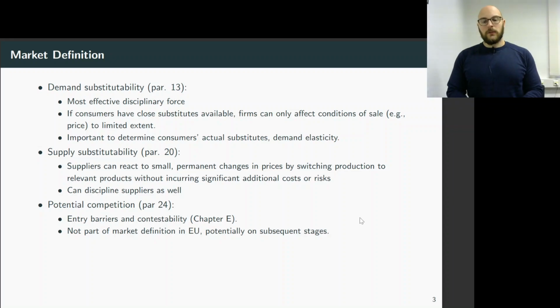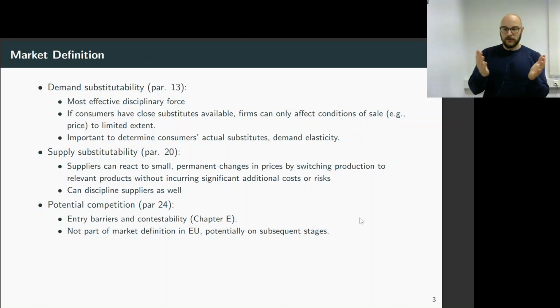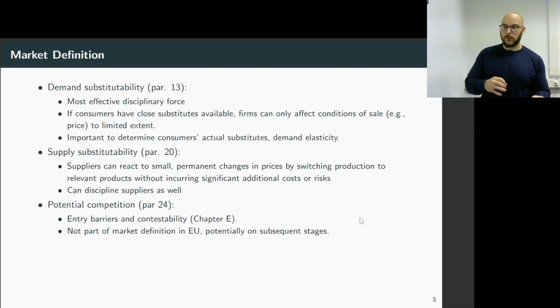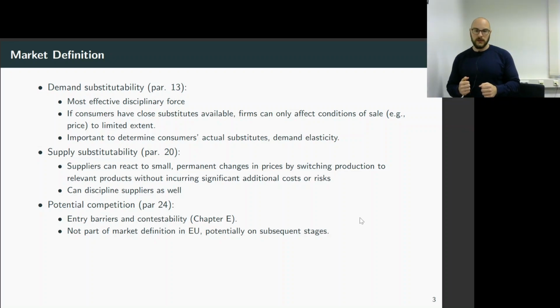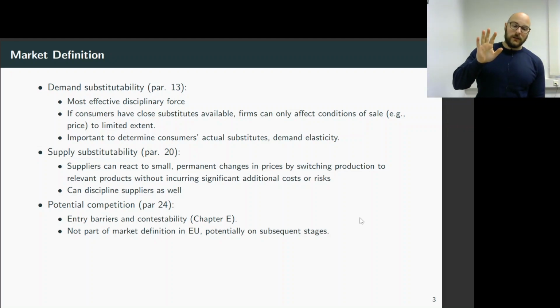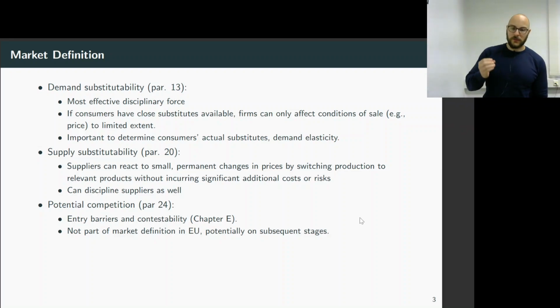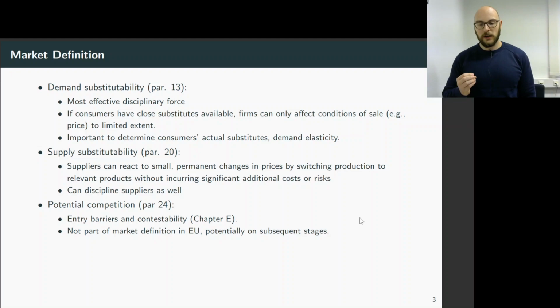And why is demand substitutability so important? Well, we actually want to determine the choice set, basically, of the consumer. So what are the actual substitutes, and thereby can we say something about demand elasticity? Okay, looking at supply substitutability, it's the concept that suppliers can react to small permanent changes in prices by switching production to the relevant products without incurring significant additional costs or risks.